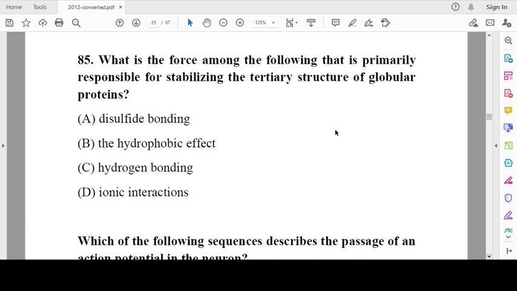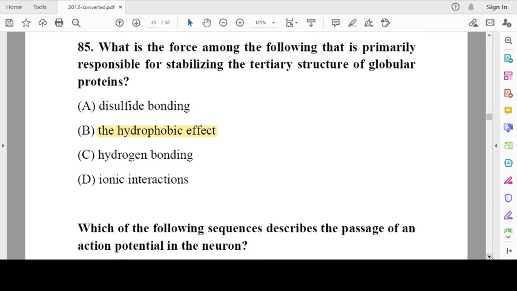Which of the following forces is primarily responsible for stabilizing the tertiary structure of globular proteins? The correct option is the hydrophobic effect. It is involved in stabilizing the tertiary structure of globular proteins.